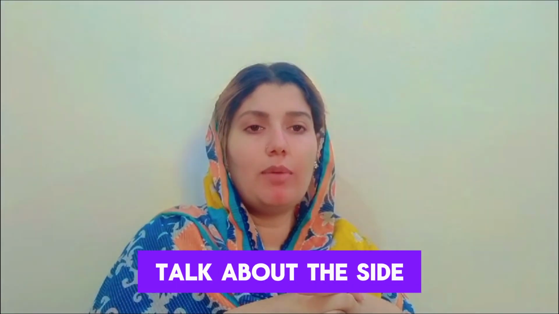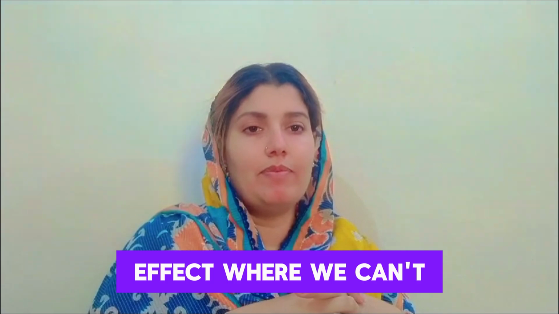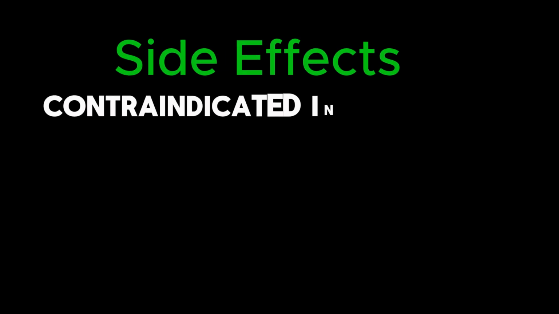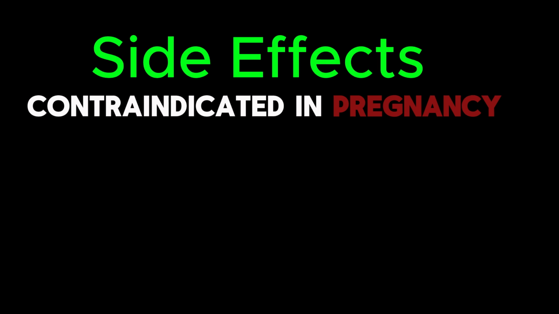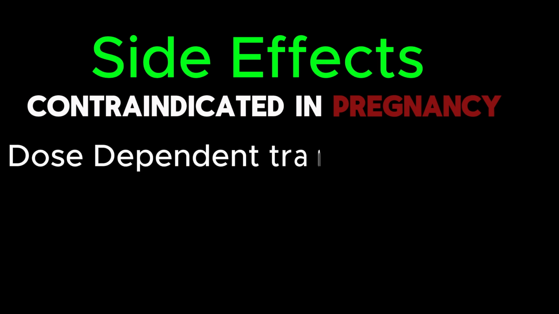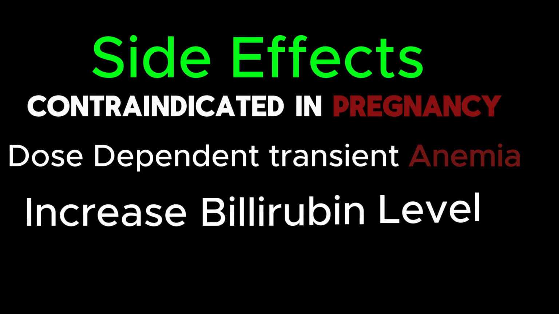Now we have to talk about the side effects and where we can't use this drug. First of all, it should be contraindicated in pregnancy. Second, it can cause dose-dependent anemia, transient anemia. And the third one, the bilirubin level is going to increase due to this drug.